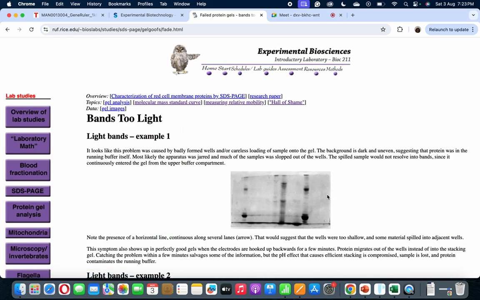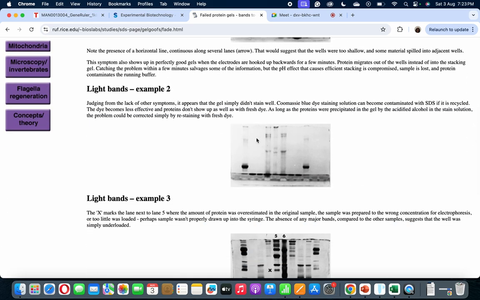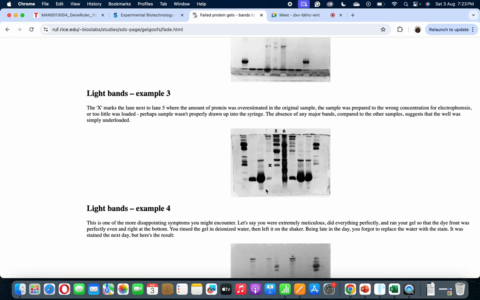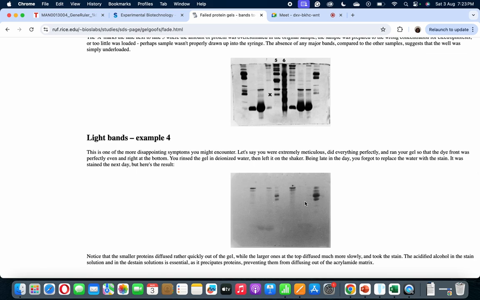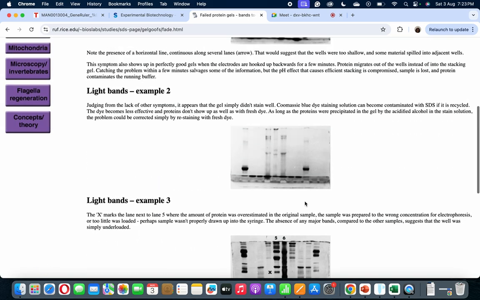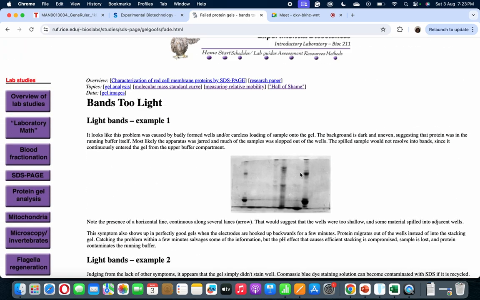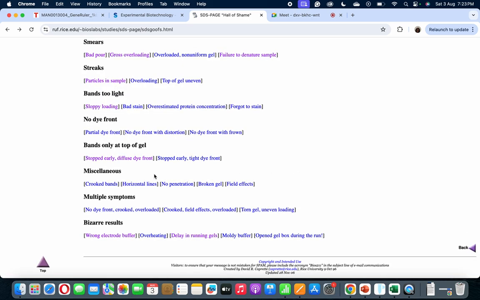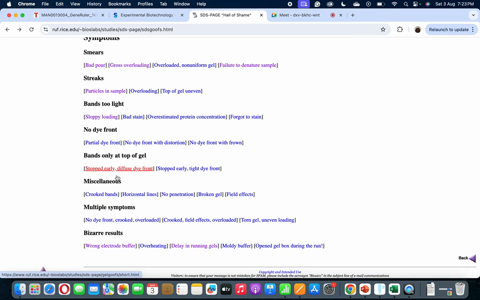Another problem we can have is you loaded your gel, but you can't see any band. So that is when you see a gel that looks like this. There's something here, but all the other bands are just too light for us to make out. So this can just be maybe you didn't load enough sample, or you loaded the sample but it came out of the well. These are all issues that can occur, and you should watch for them. What else?